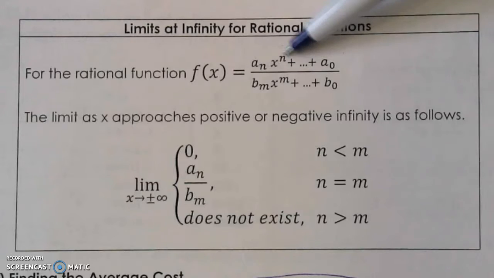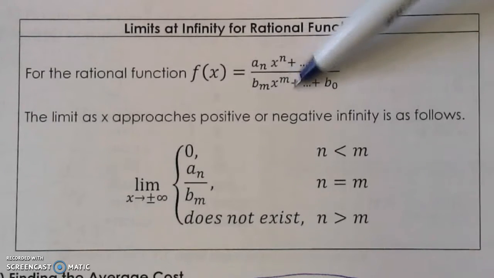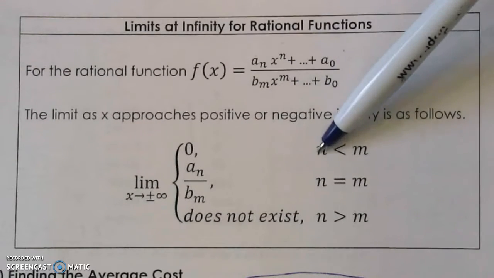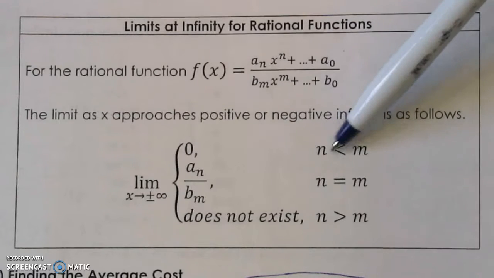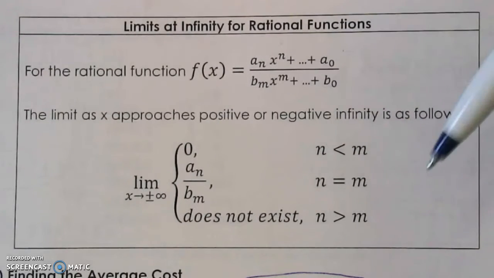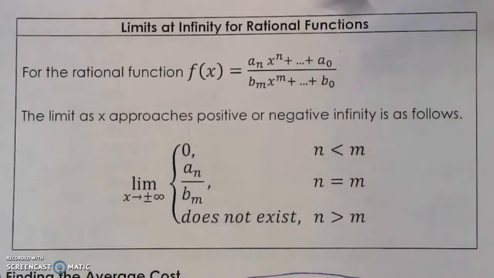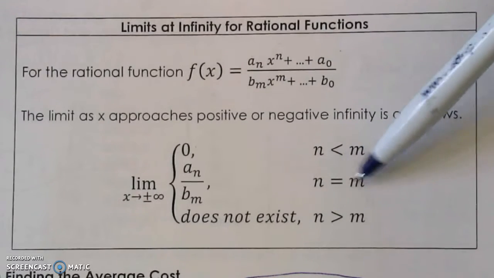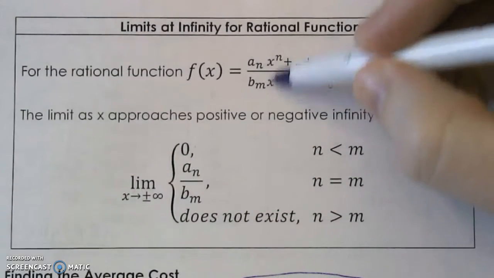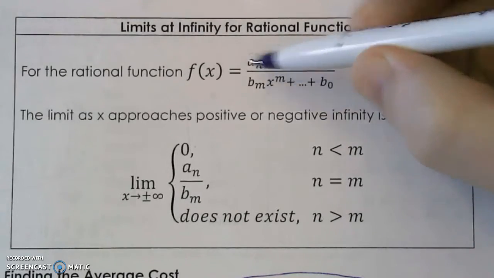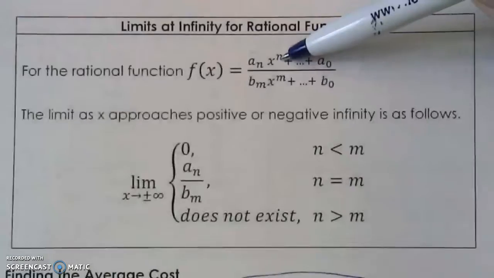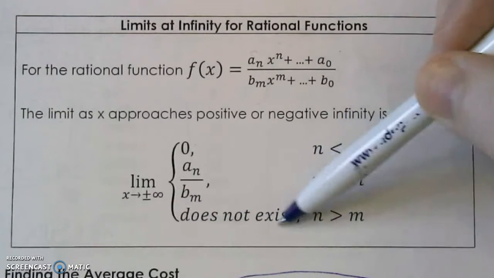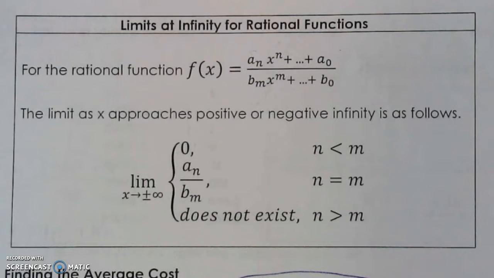So here, x to the n would be degree n, and x to the m would be degree m. If the top degree is smaller than the bottom degree, then the answer will just be 0. The limit when you go to infinity will be 0. If the top degree matches the bottom degree, if n equals m, then you're just going to have your leading coefficient, a divided by b, in front. And if the top degree is larger than the bottom degree, if n is bigger than m, then the limit will not exist because you're going to end up getting infinity as an answer.